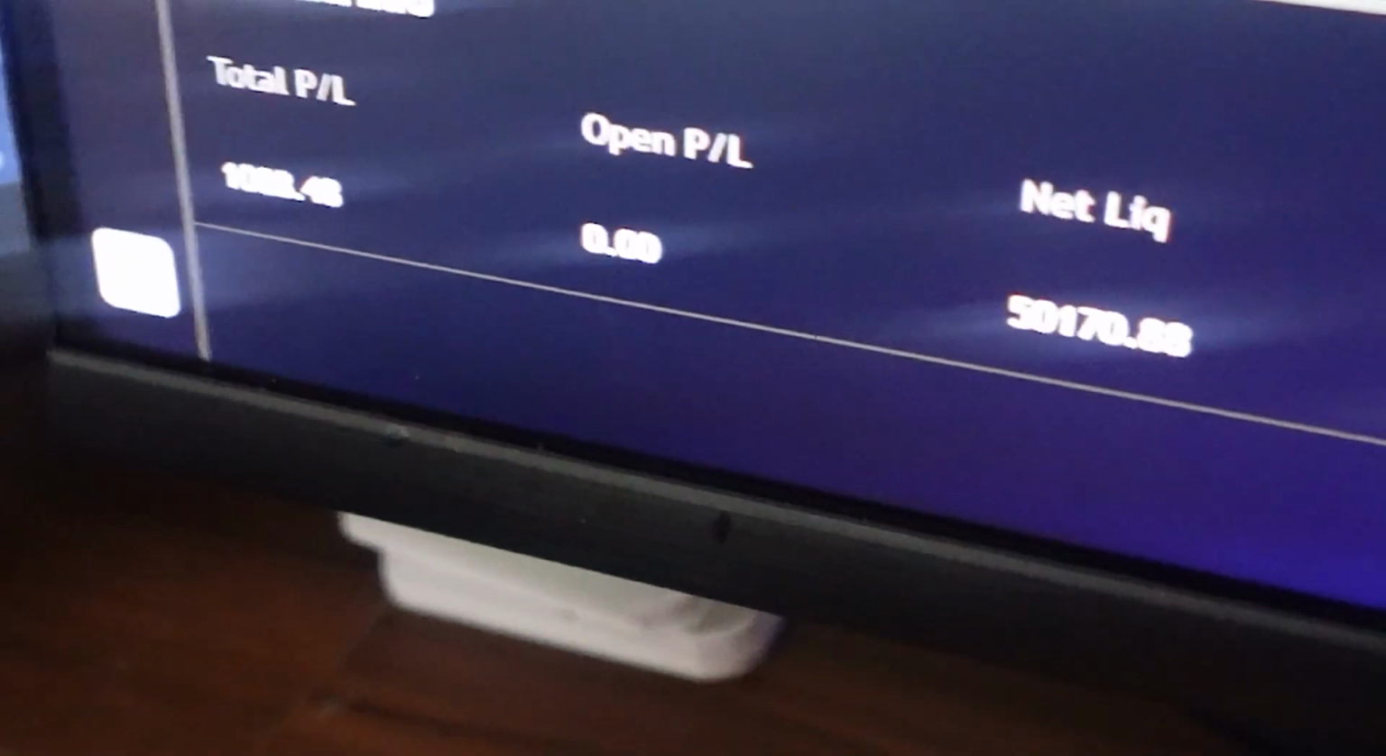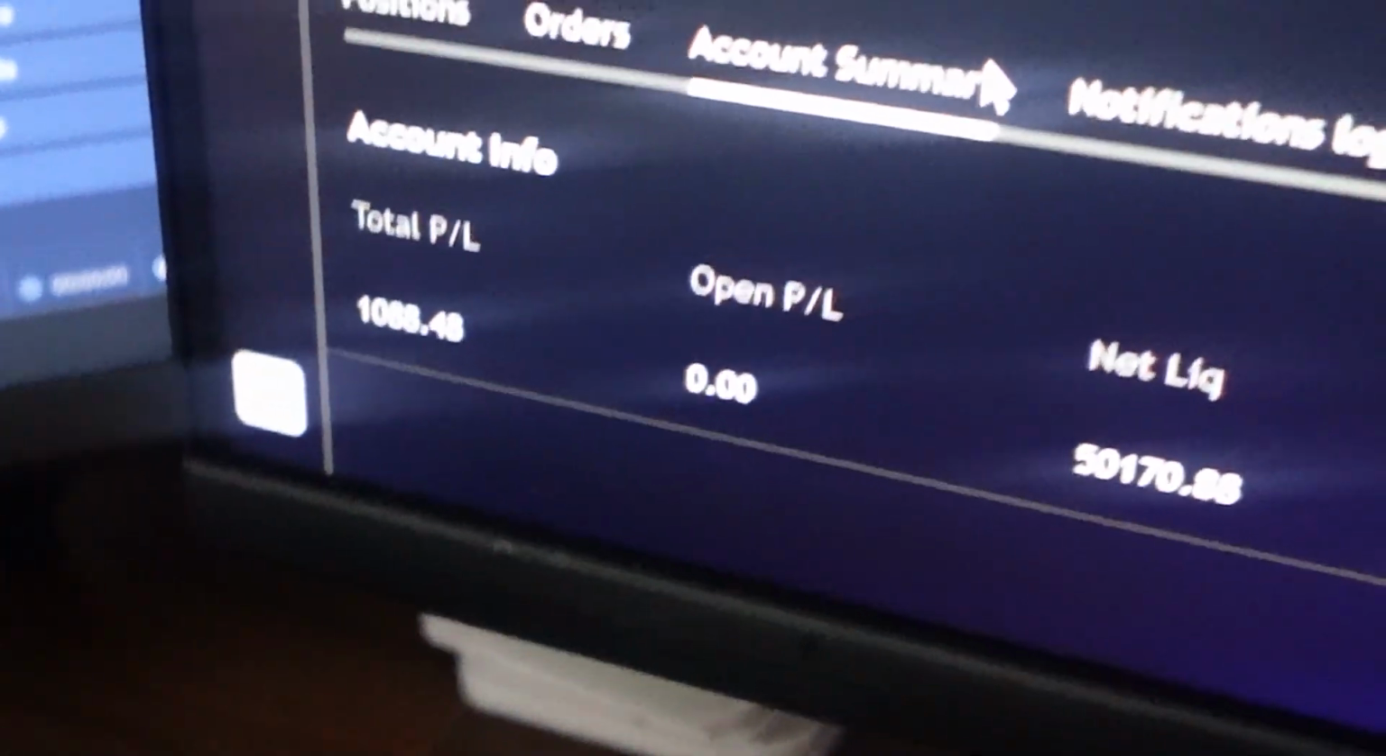Alright guys, so we're up around 2% on the Alpha Futures account. Let me show you guys real quick. As you can see here, basically Alpha Futures, let's go to account summary. We are up 1K, and I don't know if I told you guys yesterday or last night, but I was backtesting last night.